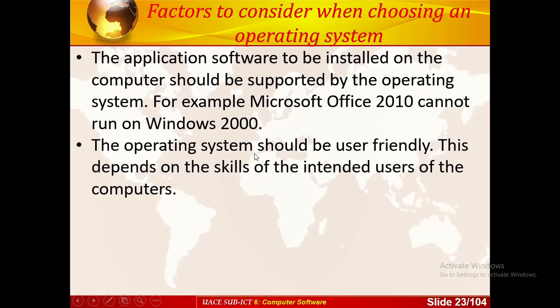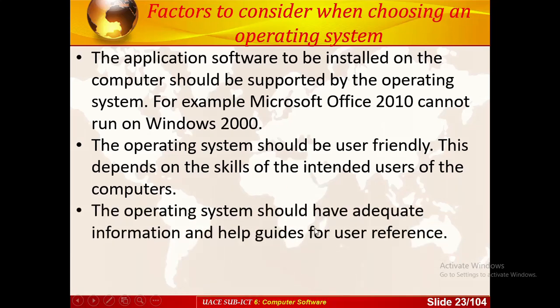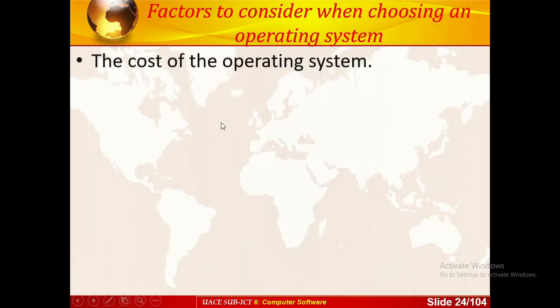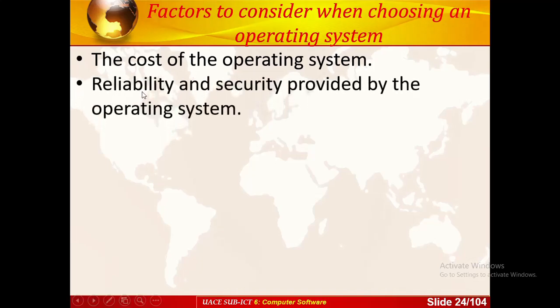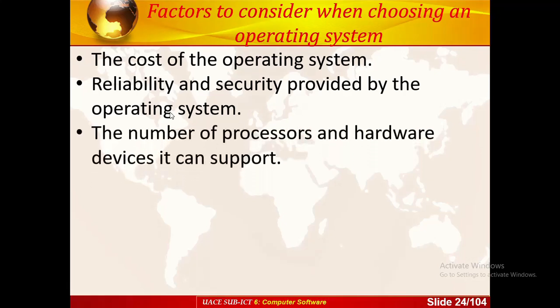Then the operating system should be user friendly, so that depends on the skills of the internal users of the computers. Then you can talk of the quality: it should have adequate information for users' references. Then we have the cost of the operating system, which matters; how much you can afford to get your operating system, whether it is Windows 7 or Windows 11, depends on the amount you have. Reliability and security are provided by the operating system, where you can have a sign in or login with a password and a username into your operating system.